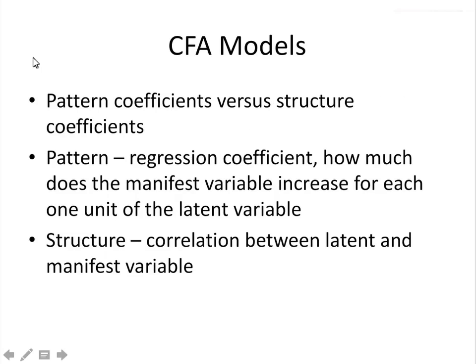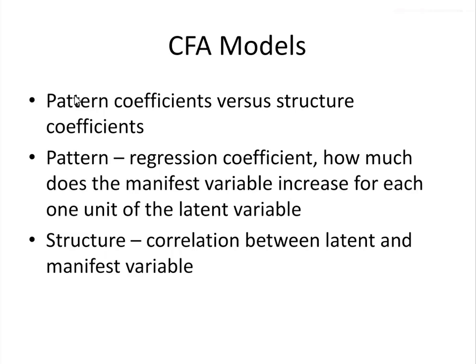And this actually does not pop up in the output for lavaan so much as it does in output for other programs. But sometimes you'll see what are called pattern coefficients versus structure coefficients. Pattern coefficients are similar to unstandardized coefficients, so the regression coefficient. It's basically how much each manifest variable increases for each unit of the latent variable. So if I increase on an IQ, how many points should I see on each of the subscales of the WISC? And remember, it goes in that direction.